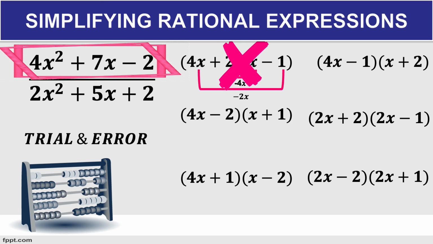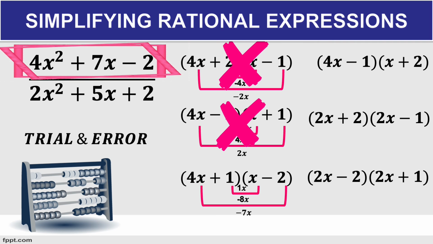Proceed tayo sa susunod. We have negative 2x, positive 4x. Ang answer natin is positive 2x. Hindi pa rin yan ang tamang factor. Tuloy lang natin, okay? Next, 1x and negative 8x, that is negative 7x. Okay? Ang middle term natin is positive 7x. So, hindi pa rin ito ang tamang factors.